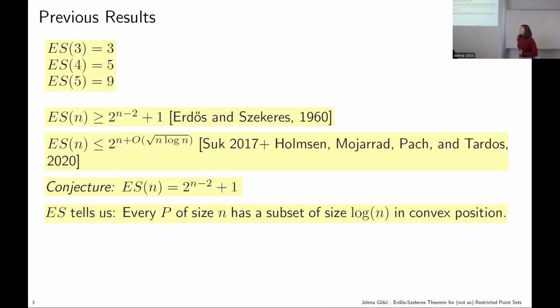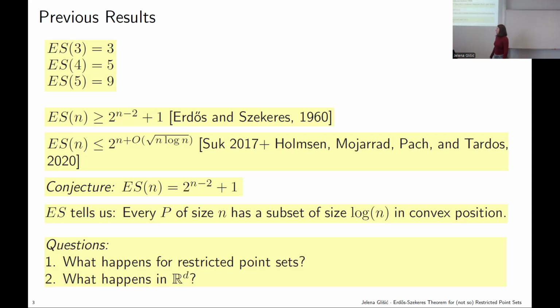But what does the Erdős-Szekeres theorem tell us? It tells us whenever I have some point set P of n points, then I have log n points in convex position. And what I want to talk about now is, what if I don't look at any possible point set? What if my point set is somehow restricted? Then what happens for convex point sets? Can I have larger than logarithmic size? Can I have some polynomial size? And I will also mention what happens in higher dimensions as well.